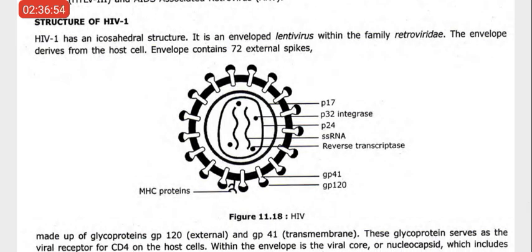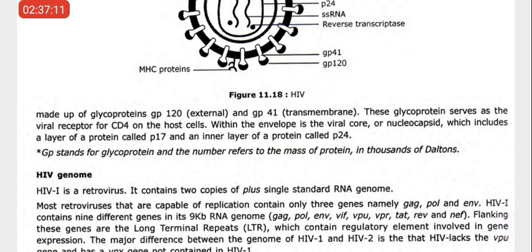Structure of HIV-1. HIV-1 has an icosahedral structure. It is an enveloped lentivirus within the family Retroviridae. The envelope is derived from the host cell. The envelope contains 72 external spikes made up of glycoproteins gp120 external and gp41 transmembrane. These glycoproteins serve as the viral receptor for CD4 on the host cell.